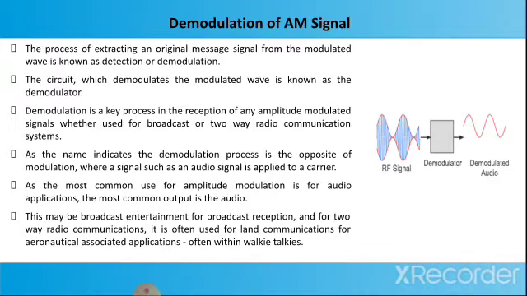Demodulation is a key process in the reception of any amplitude modulated signals, whether used for broadcast or two-way radio communication systems. As the name indicates, the demodulation process is the opposite of modulation, where a signal such as an audio signal is applied to a carrier. As the most common use for amplitude modulation is for audio applications, the most common output is the audio. This may be broadcast entertainment for broadcast reception, and for two-way radio communications. It is often used for land communications, for aeronautical associated applications, often within walkie-talkies.